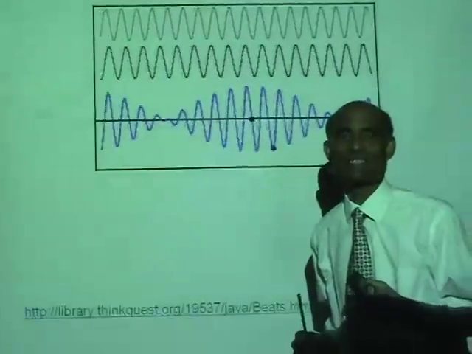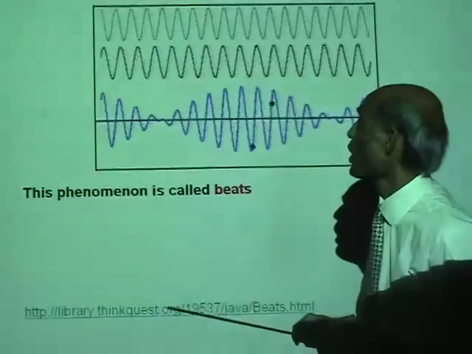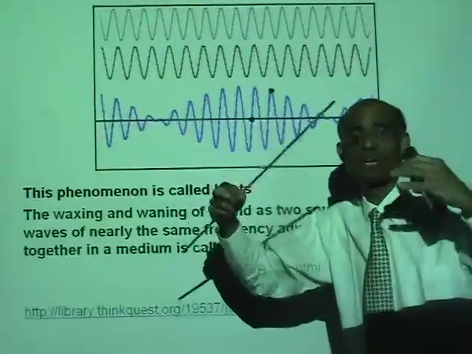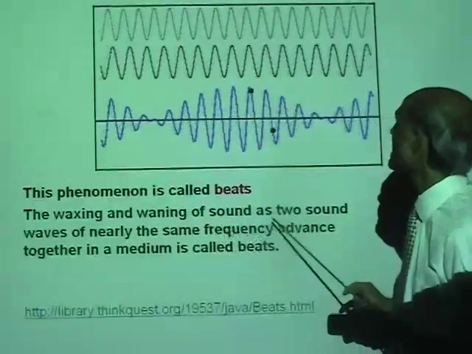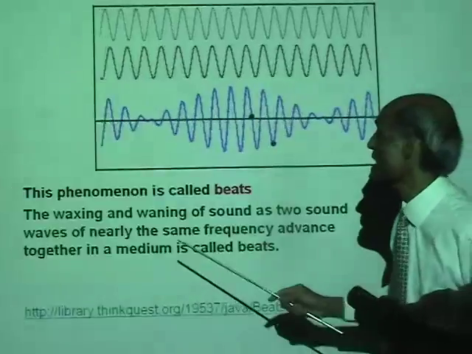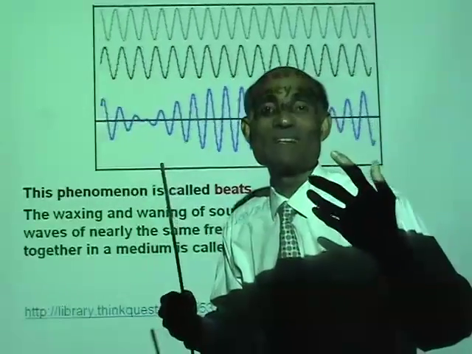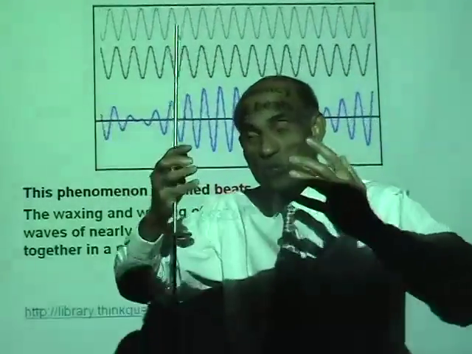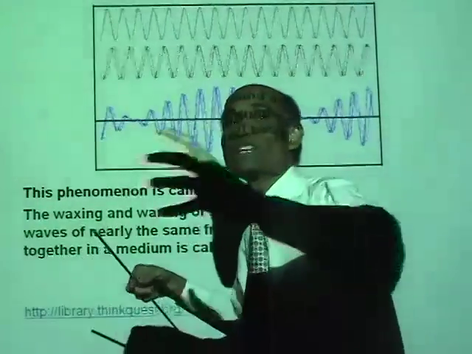This beautiful process is what we call beats. And you hear the waxing and waning of sound. Loud sound, no sound, loud sound, no sound. So this waxing and waning of the sound as two sound waves advance in the same direction is actually called beats. Now, what is the prerequisite for producing beats? The frequency difference should not be too much. The frequency difference must be very small. If the difference between the frequencies is very large, there will be too many beats which will sound continuous.